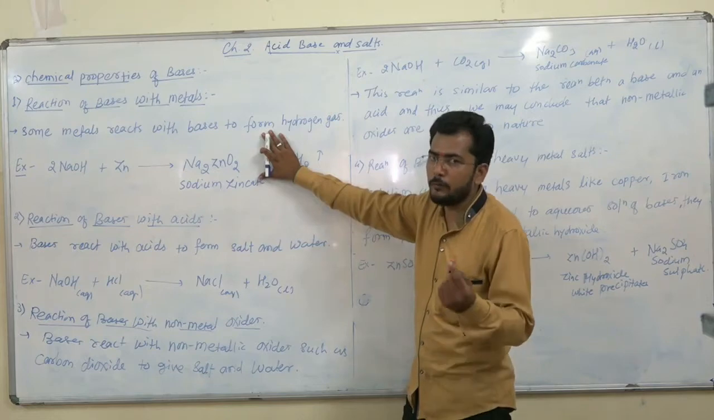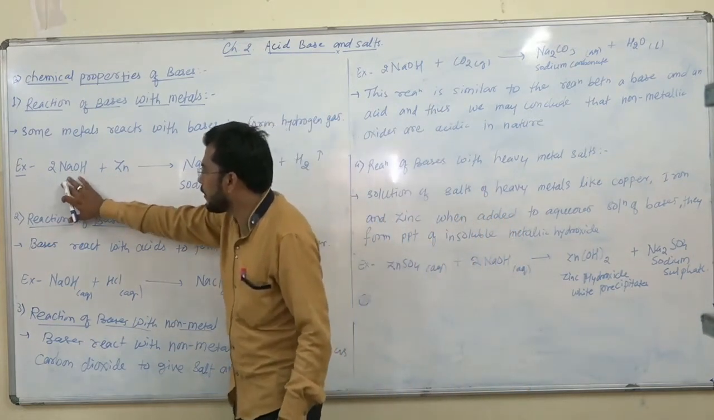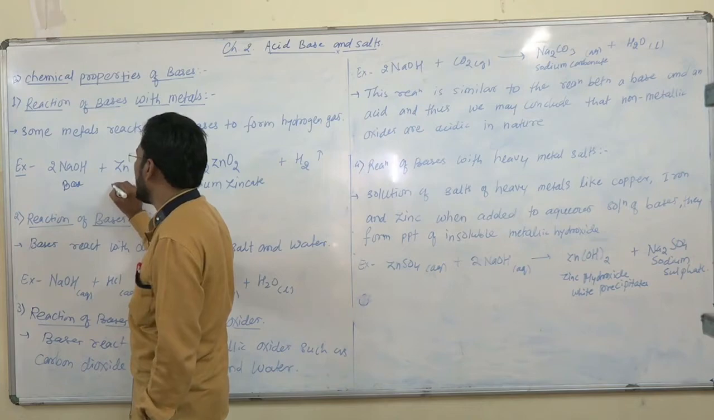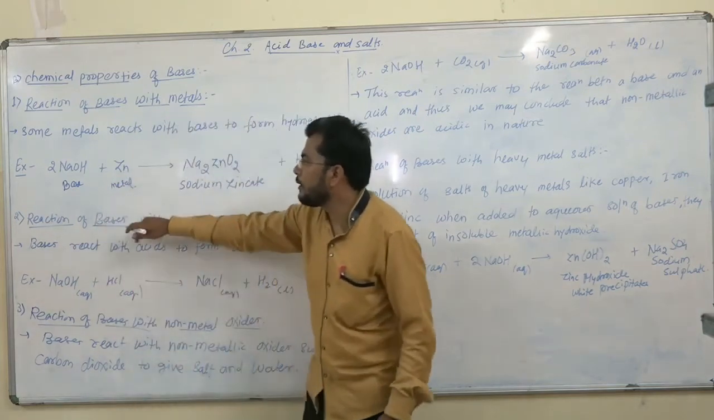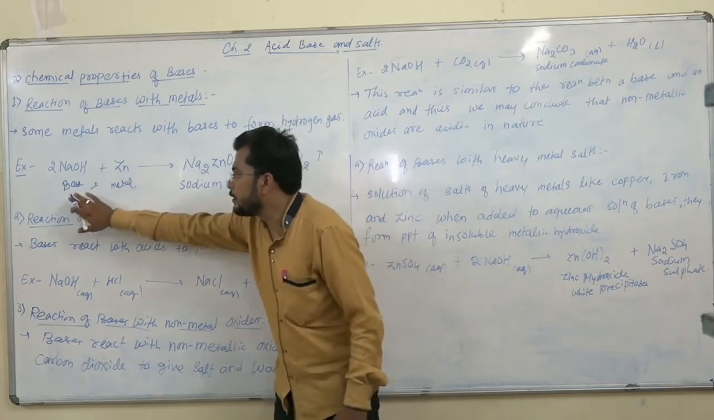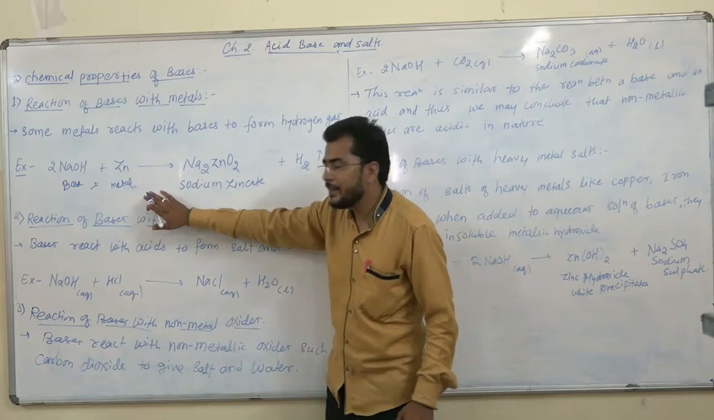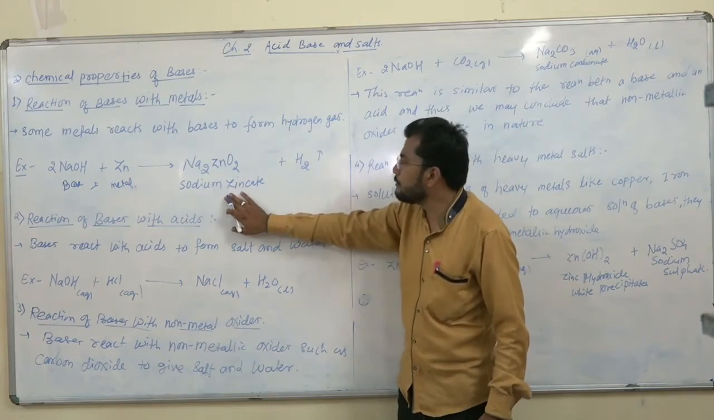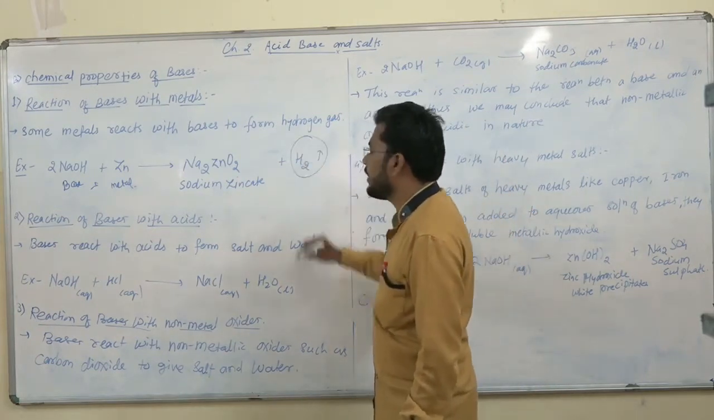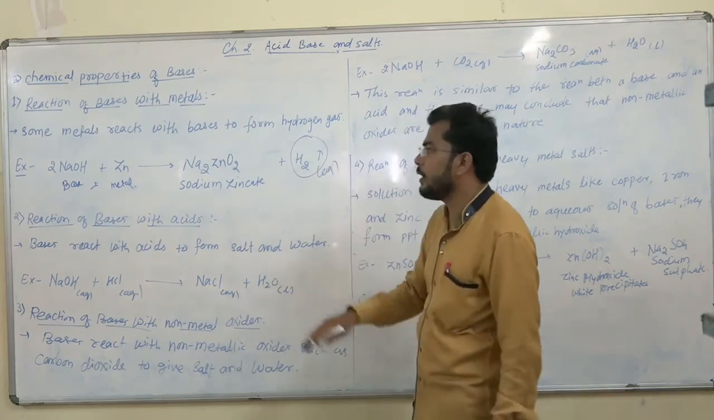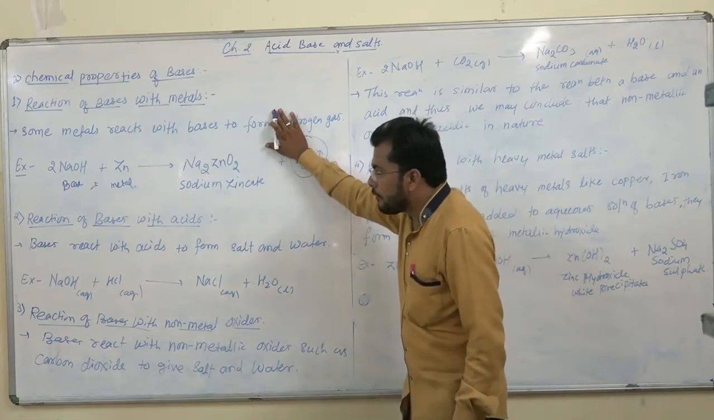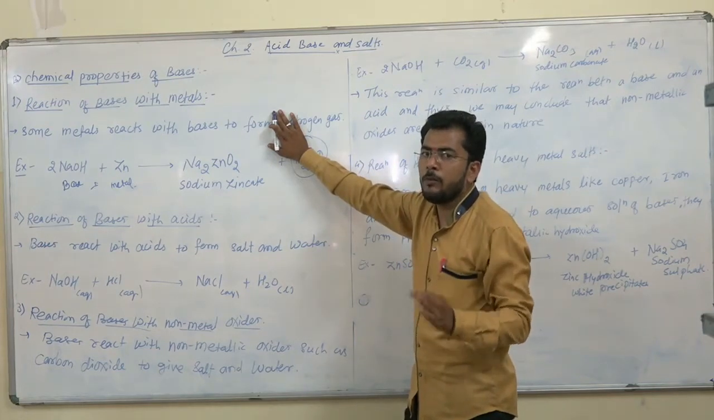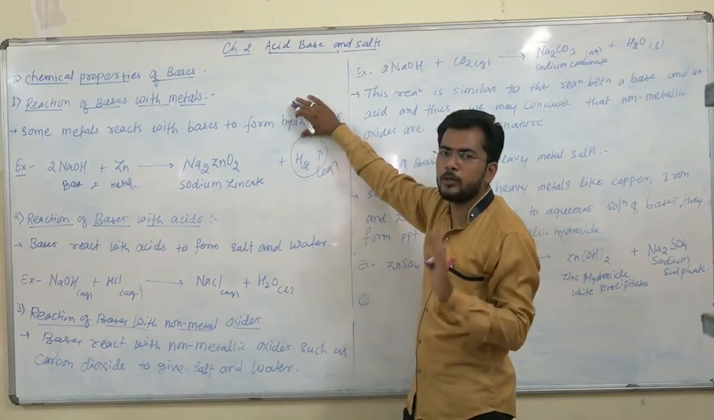I hope that you understood. I am taking only one example. We have sodium hydroxide, which is a base, and it reacts with a metal, zinc. The base sodium hydroxide reacting with metal zinc forms sodium zincate, Na2ZnO2, and the common product which we get is hydrogen gas. So this is our first chemical reaction: bases react with metal to form base salt plus hydrogen gas.